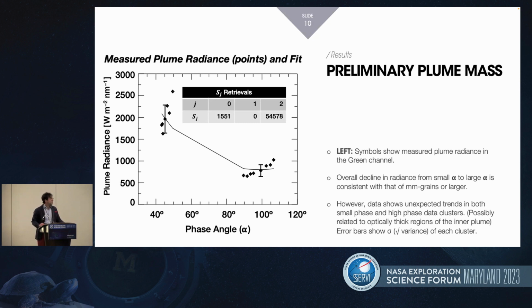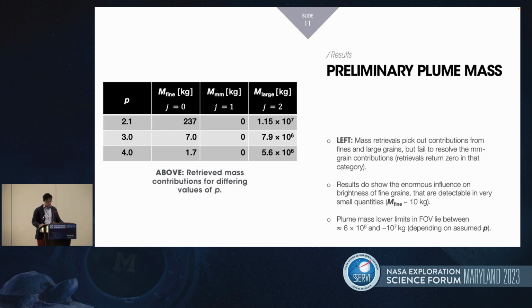Next slide, please. Once you assume a power law size distribution, where P here is the power of that power law, you can turn those estimates into masses. That's what we've got here. We have P ranging from 2.1 to 4, based on realistic size distributions from Itokawa et al. and Cheng et al. You can see that the radiance results show the enormous influence of brightness from the fine grains, which are on the order of 10 kilos, but actually contribute a lot of the brightness.